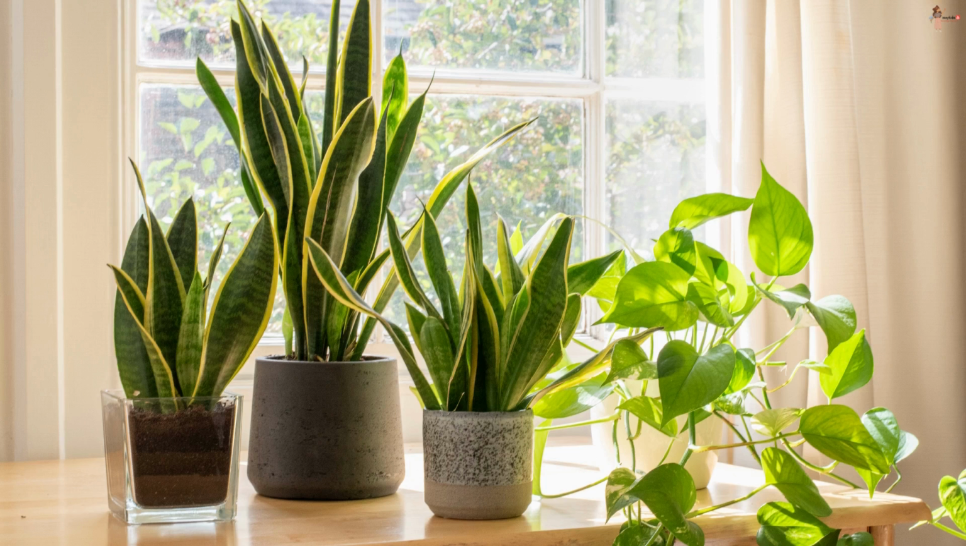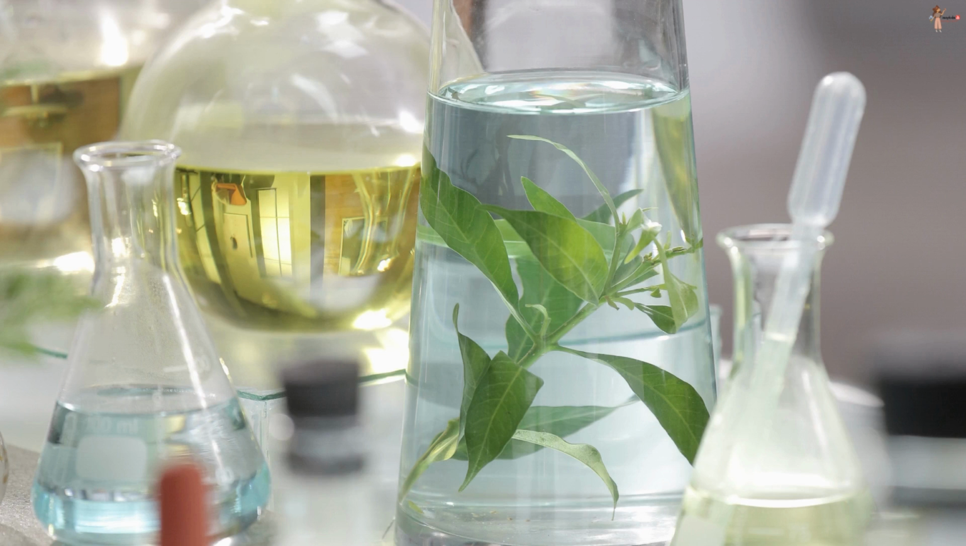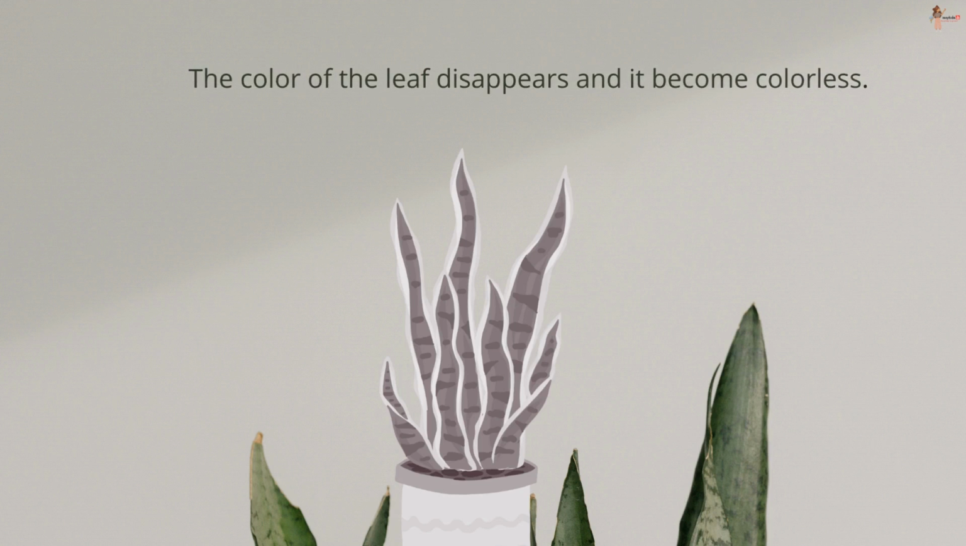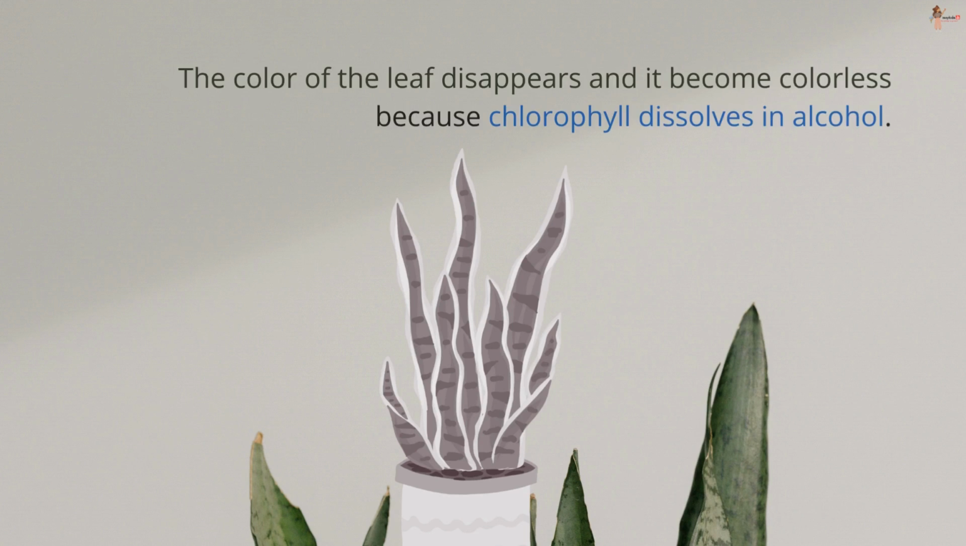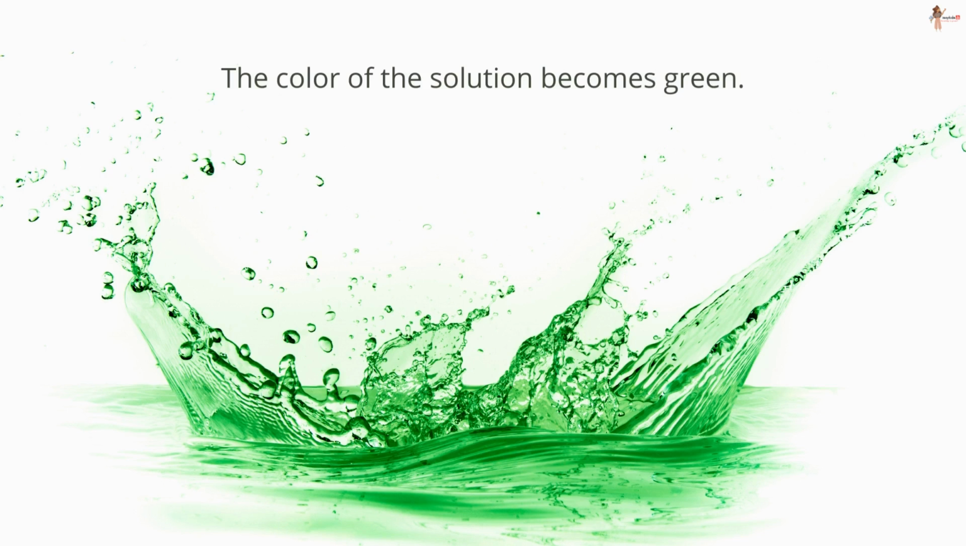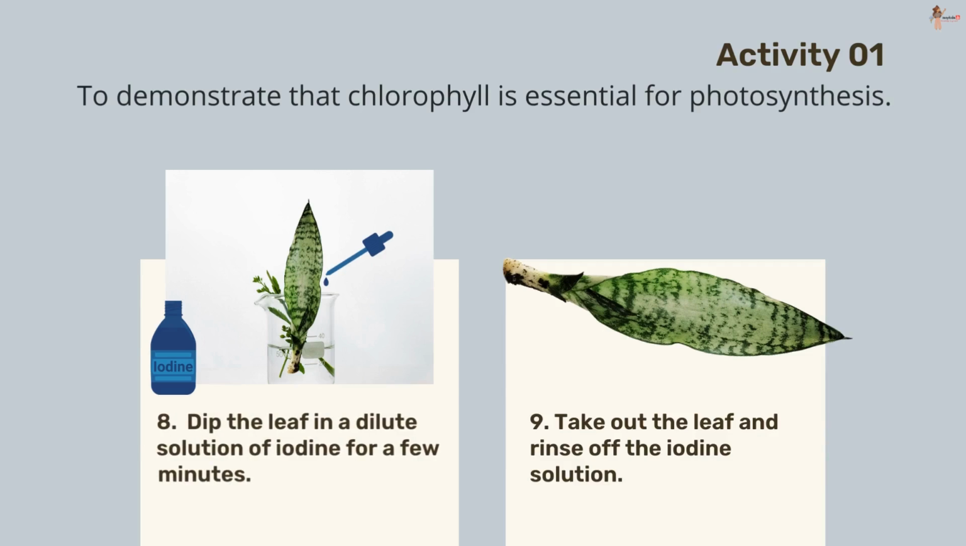Can you guess what happens to the color of the leaf? Also, what is the color of the solution? You would notice that the color of the leaf disappears and it becomes colorless because chlorophyll dissolves in alcohol. The color of the solution becomes green. Now, dip the leaf in a dilute solution of iodine for a few minutes. Take out the leaf and rinse off the iodine solution.